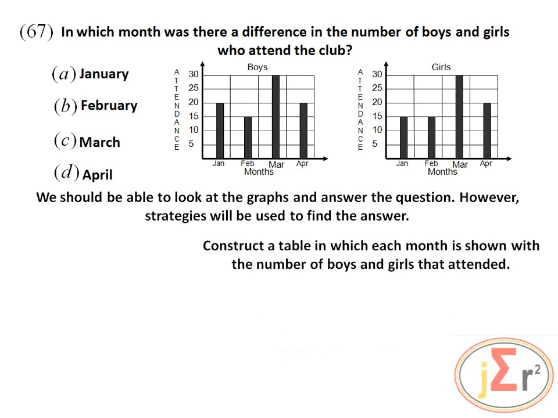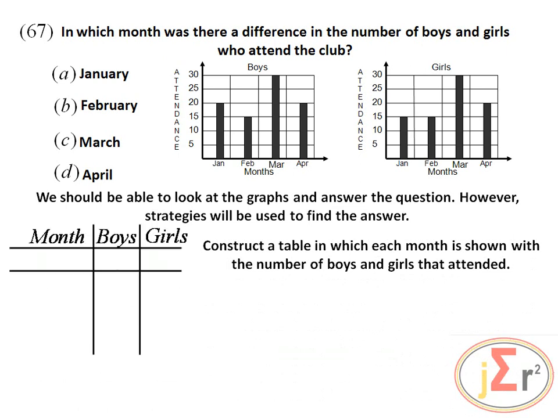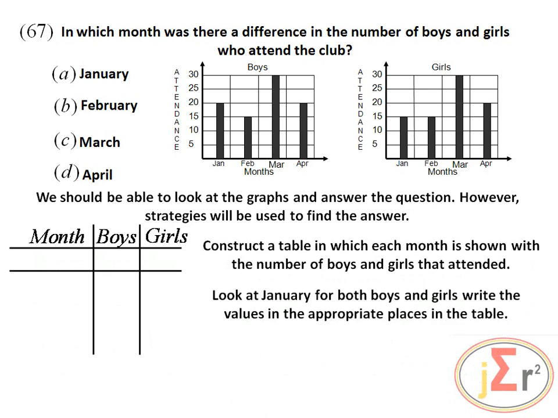Construct a table in which each month is shown with the number of boys and girls that attended. So look at January for both boys and girls. Write the values in the appropriate places in the table, so that we have for January the two arrows there, and one is at 15 and the other is at 20. So January, 20 for the boys and 15 for the girls. This is a table that we have constructed before.